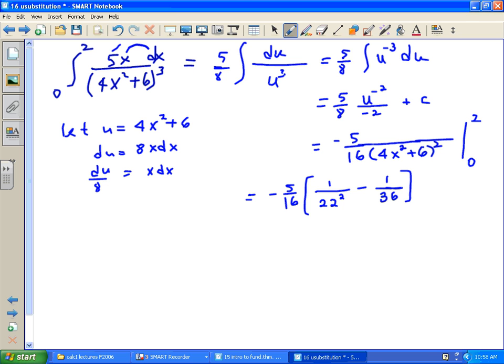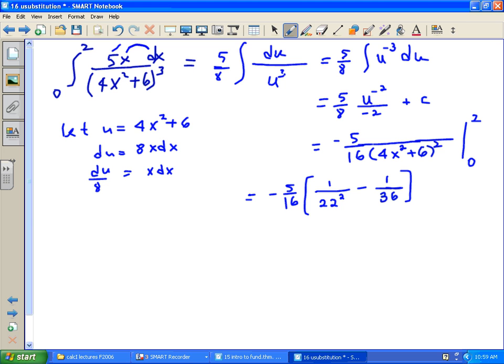So again, I took out the negative 5 over 16, and then I'm plugging the 2 into the remaining expression. When I plug 2 for x, I got 4 times 4 or 16, and then plus 6 was 22. Had to be squared. Minus, I plug in 0 for x, I got 6 squared on the bottom, or 36. Now let's see what all of this simplifies out to. So I'm getting a very small answer. Anybody got something?